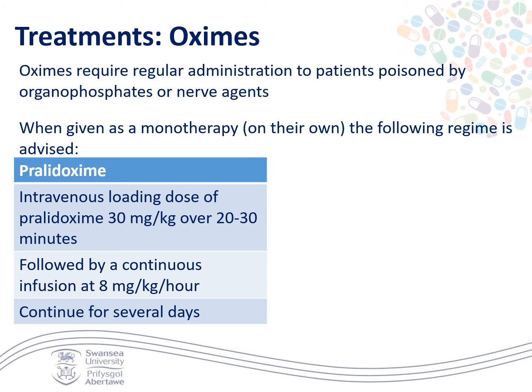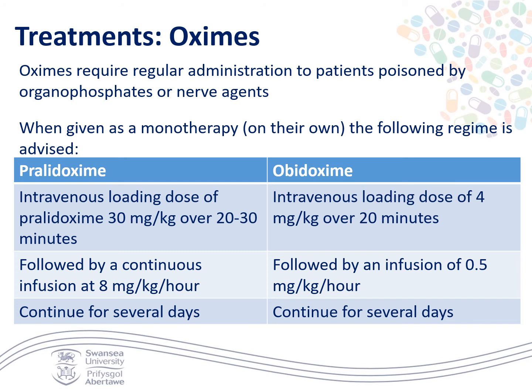This will be followed by a continuous infusion of the oxime drugs such as pralidoxime at 8 milligrams per kilogram of body weight every hour, and this will continue for several days. Obidoxime has a very similar method of administration, intravenous with a high dose at 4 milligrams per kilogram over a course of about 20 minutes, followed by a continuous infusion of 0.5 milligrams per kilogram every hour, and again continue that treatment with oxime drugs for several days until all of the acetylcholinesterase is regenerated and can start breaking down the acetylcholine in the synapses again.